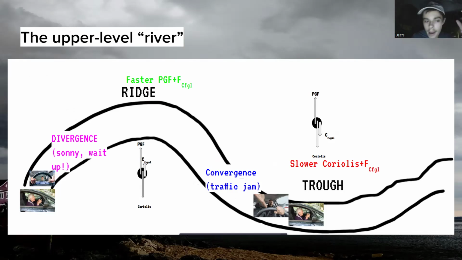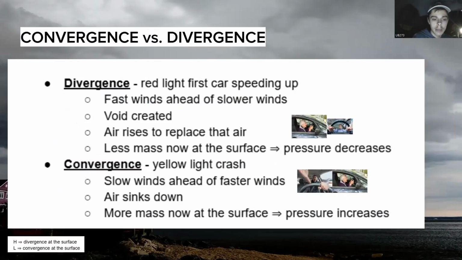Like maybe it's the grandson, leading the way to the family reunion, but the grandma's not going to go that fast. Hey, wait up. And they separate. That's divergence. And that makes sense because that's what to diverge means. Now, what is going to happen at these places of convergence and divergence?